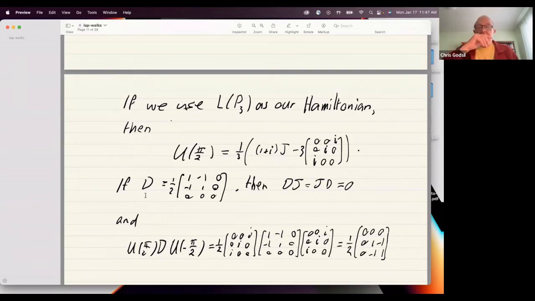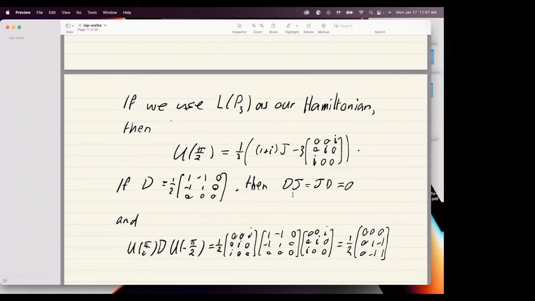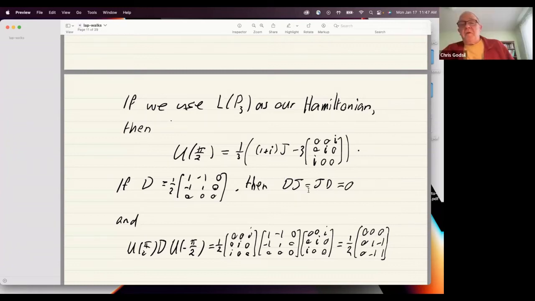Now, what if we take our initial state to be just the edge 1, 2? So there it is. That's the density, and I've been precise just this once. Now, the thing to notice is that dj and jd are both 0. So j and d commute.